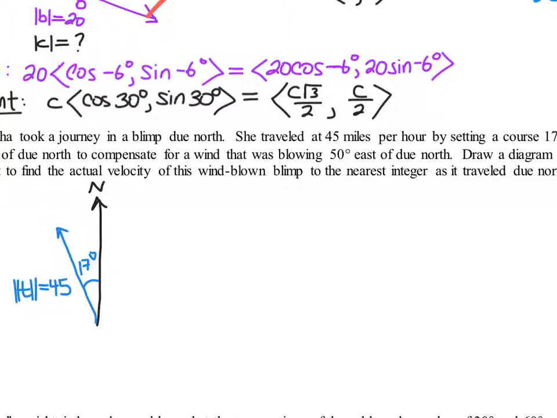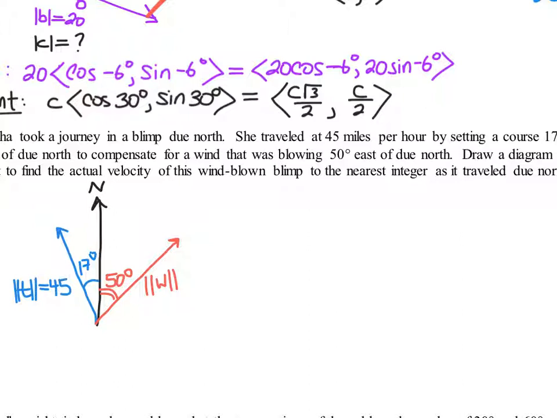All right, so the wind is blowing 50 degrees east of due north. So we're looking at something like, meh, so that magnitude would be 50. Oh, nope, sorry, that's the degree measure. So that angle is 50 degrees east of due north.